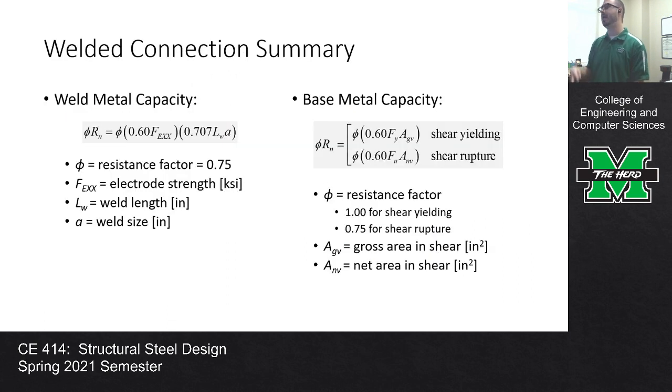You can actually summarize all of the formulas for welds right here. It's pretty simple. For weld metal capacity, all you need is the electrode strength, the weld length, and the weld size. For the base metal, you need gross area and net area, but they're equal because for fillet welds, you're not removing any material. And the only thing that's different is that the phi value changes. For shear yielding, it's 1, and for shear rupture, it's 0.75. That's it. That's all that there is to compute weld capacity.